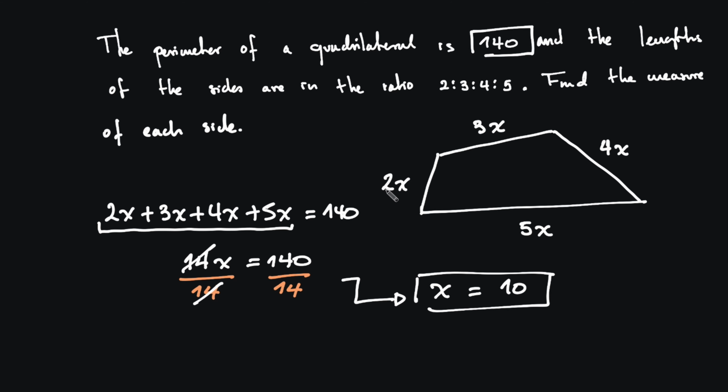If the value of x is 10, 2 times 10 is 20, so this side will measure 20. 3 times 10 is 30, so this side will be 30. This will be 40 and this will be 50. So if this is the ratio for our quadrilateral, our sides must be 20, 30, 40, and 50 to get the initial perimeter. That's how we deal with ratios, rates, and proportions in geometry.